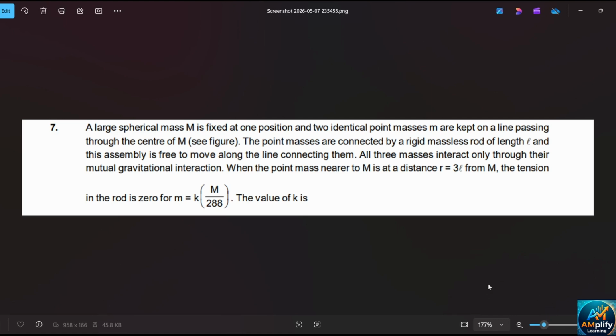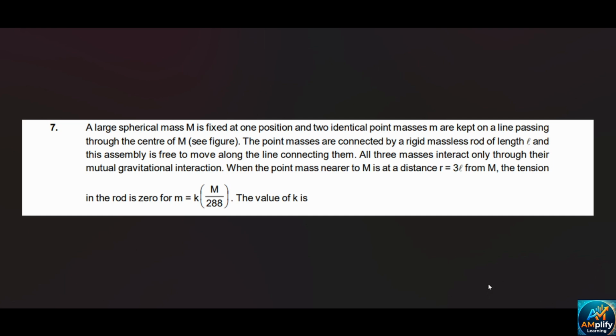So this is our next addition to our JEE problem series. This is part 3, and we have come with a JEE Advanced 2016 question from Gravitation.